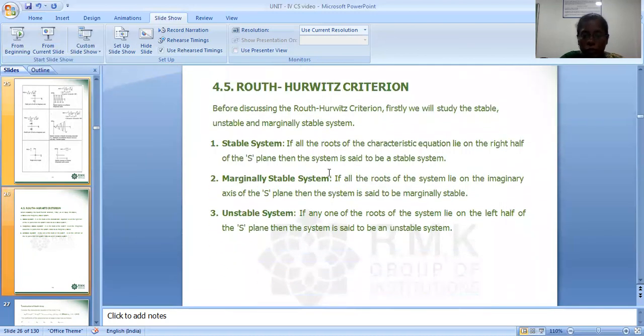Now we'll go on to the Routh-Hurwitz criterion. When we take the Routh-Hurwitz criterion, that is the RH criterion, we have three categories of systems. One is called the stable system, the other is called the marginally stable system, and the third is the unstable system.